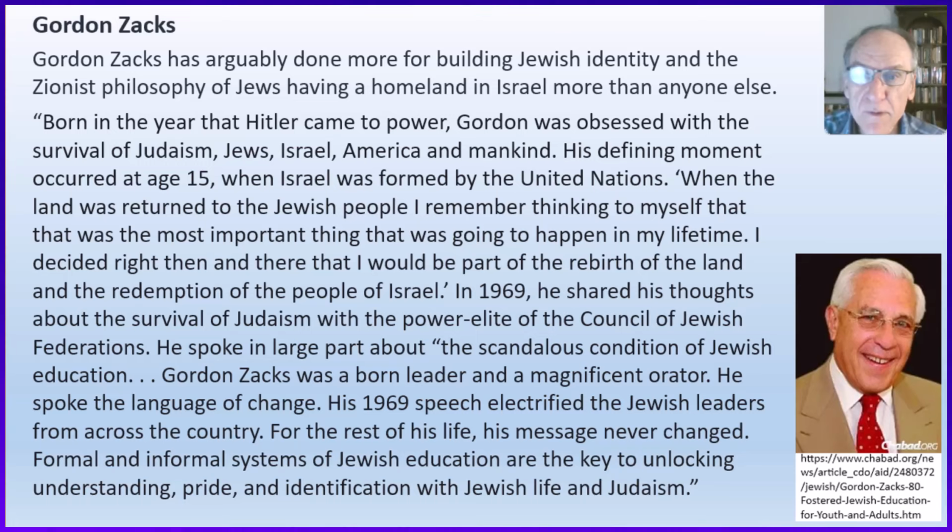I decided right then and there that I would be part of the rebirth of the land and the redemption of the people of Israel. Why specifically Israel? Why did it take that form? Why was it not acting like it is for Ari Grainer? Because of the way the sun and moon are embedded in his chart, which is not 17 vibration. I'll tell you in a minute what it is.